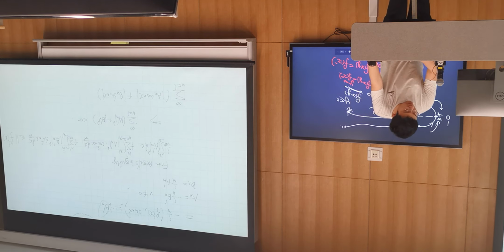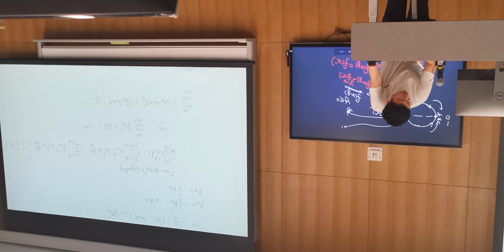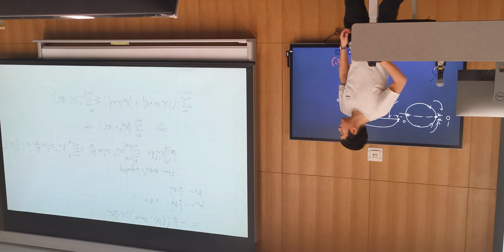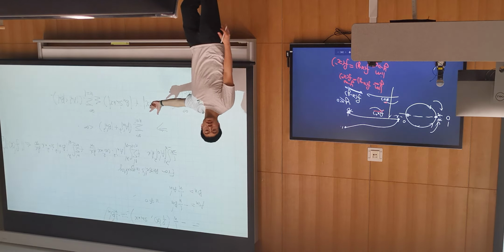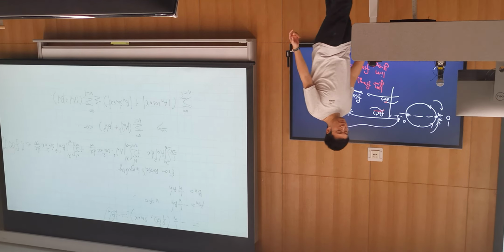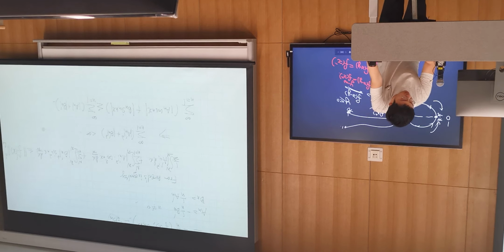So this guy is actually smaller or equal to the sum from n equals 1 to infinity of an plus bn. This is because cosine nx and sine nx, their absolute values are at most 1. So the first inequality, of course, holds.